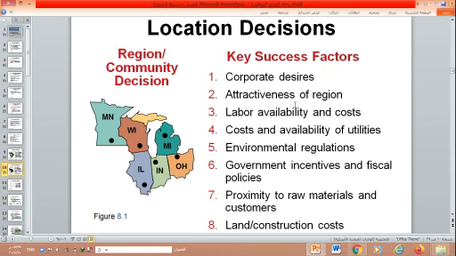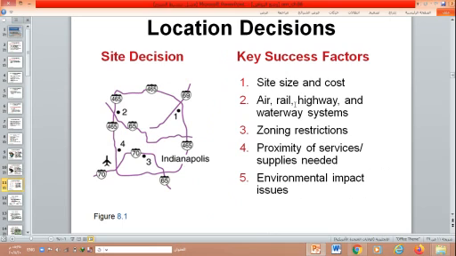Okay. After that, we want to make a third decision: to choose a specific site. Also, we want to make an analysis of the key success factors related to this site, such as the site size, the cost, air, rail, highway, and waterway systems, zoning restrictions, proximity of services, and supplies needed.